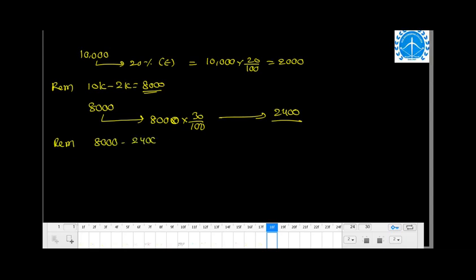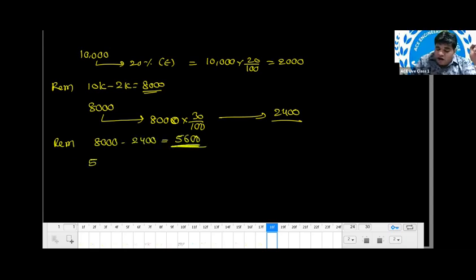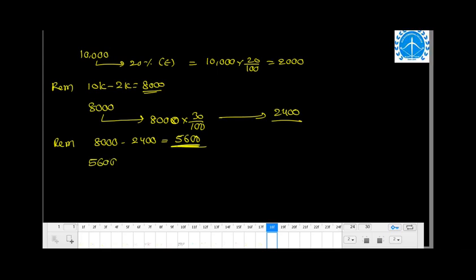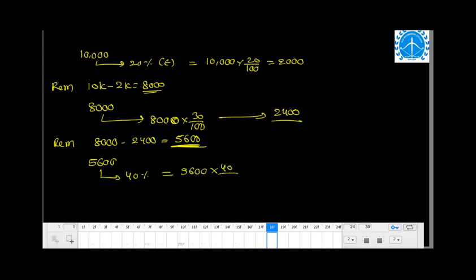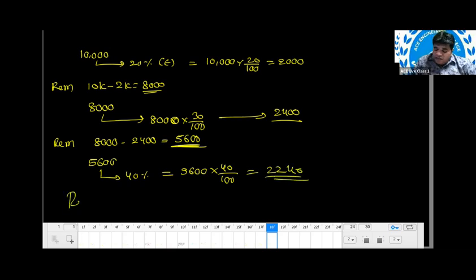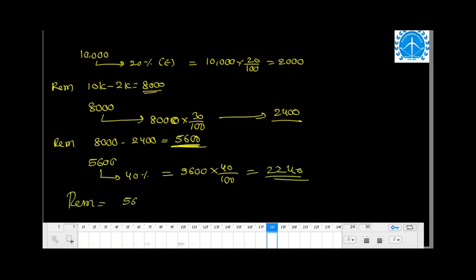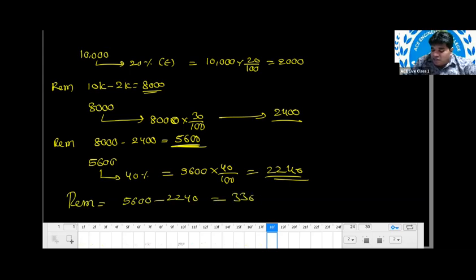8,000 minus 240 is 5,600. This 5,600 is called 100% for the next case. Is it okay? Yes, sir. So 40% is calculated: 5,600 into 40 by 100 is 2,240. Then what is the finally remaining books? 5,600 minus 2,240 is equal to 3,360 books, which belong to the Telugu books.